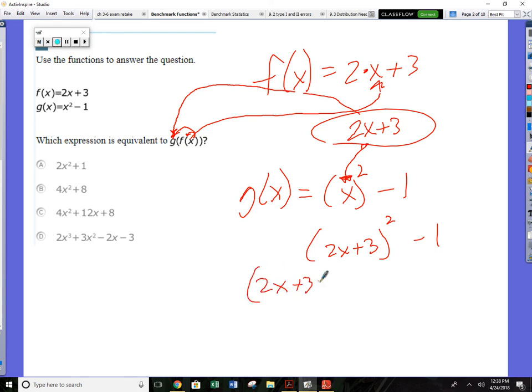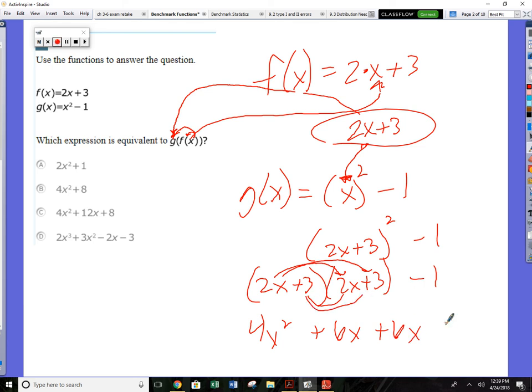To square it, the only way you can square these two terms is if you do 2x plus 3 times 2x plus 3 minus 1. The 2x times 2x gives you 4x squared. 2x times 3 gives you 6x. 3 times 2x gives you 6x. 3 times 3 gives you 9. Take away 1. It is C. It's going to end up with C. 4x squared, 6x and 6x make 12x, and 9 take away 1 is 8, which is C.